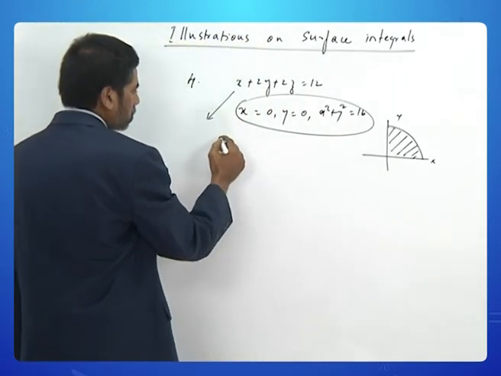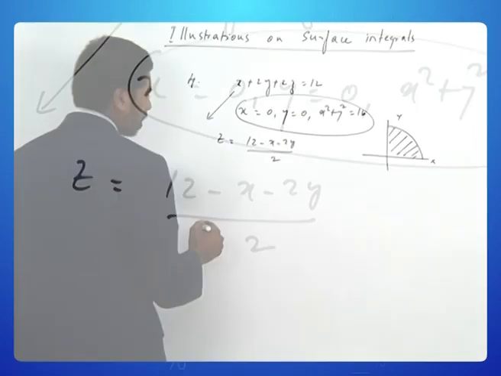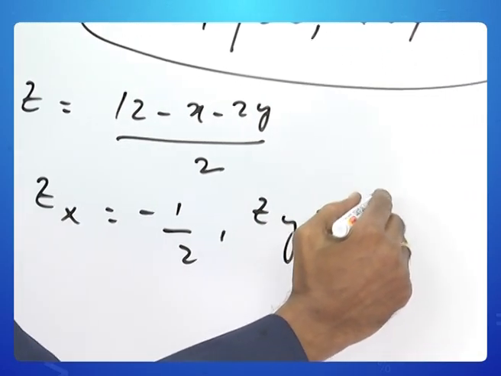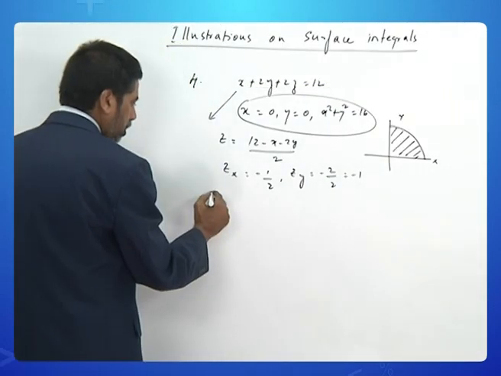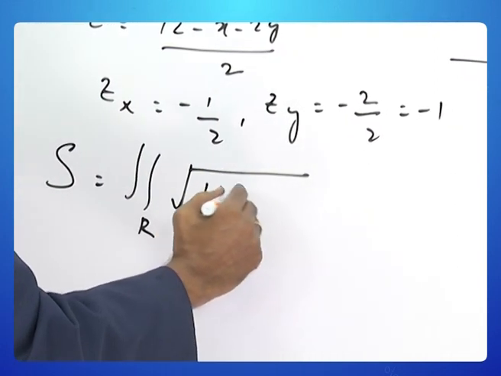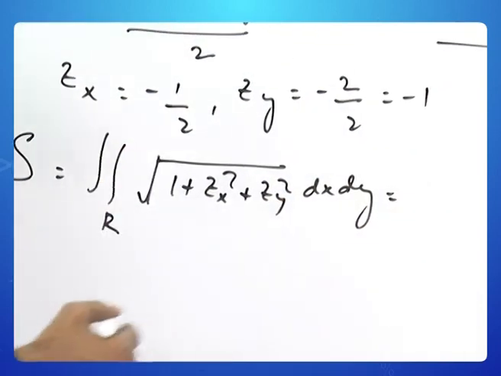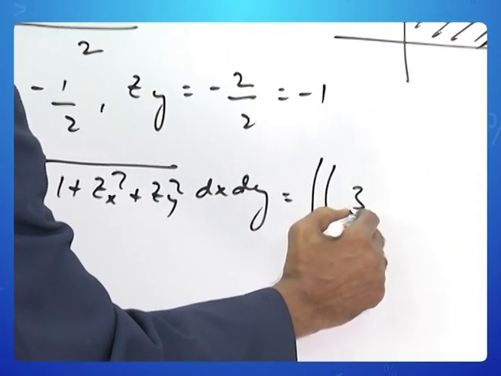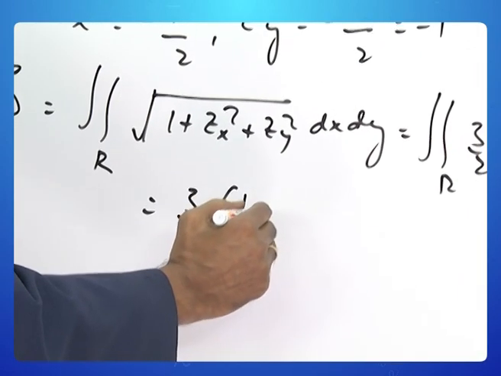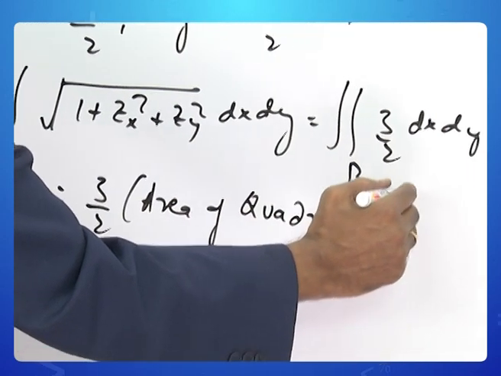So from the plane equation, write z is equal to (12 minus x minus 2y) by 2. Compute zx, which is minus half, zy, which is minus 2 by 2. Surface area is equal to the double integral of square root of 1 plus zx squared plus zy squared dx dy. Simplify this and you get double integral 3 by 2 dx dy, which is 3 by 2 times area of quadrant of the circle.